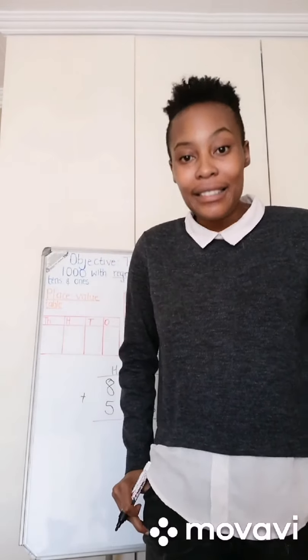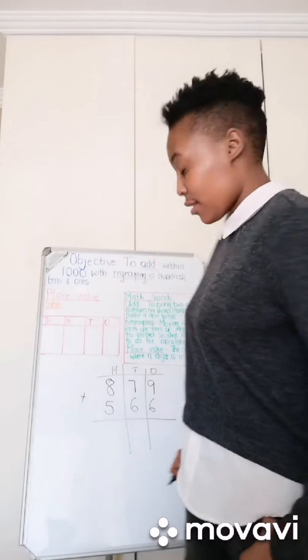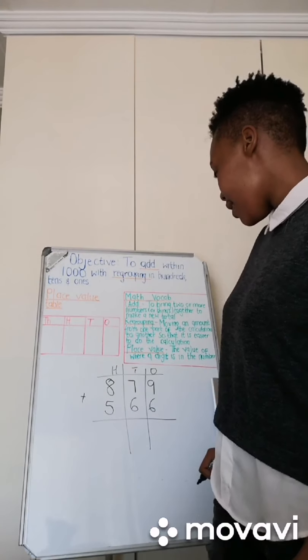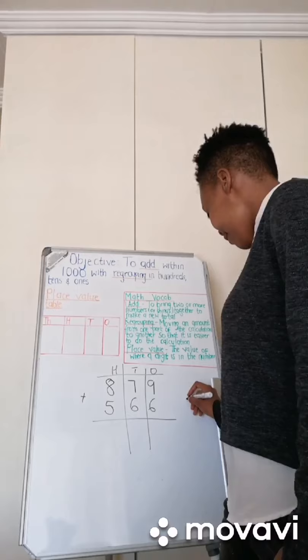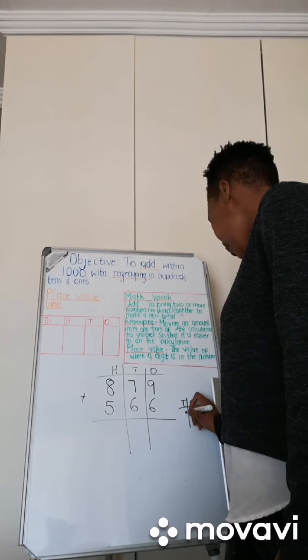Where do we start adding? We start adding from our ones. Now, what is 9 add 6? 15. Good job. Tens and ones.